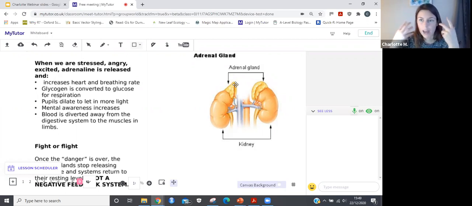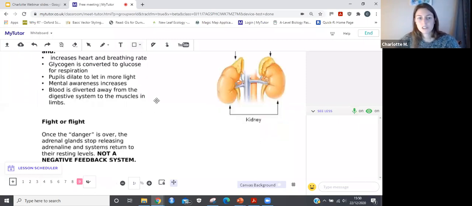Our mental awareness increases. Blood is diverted away from the digestive system and to the muscles, and we are basically primed, ready to fight or to run away. And then once the danger is over, the adrenal glands stop releasing adrenaline and systems return to their resting levels.